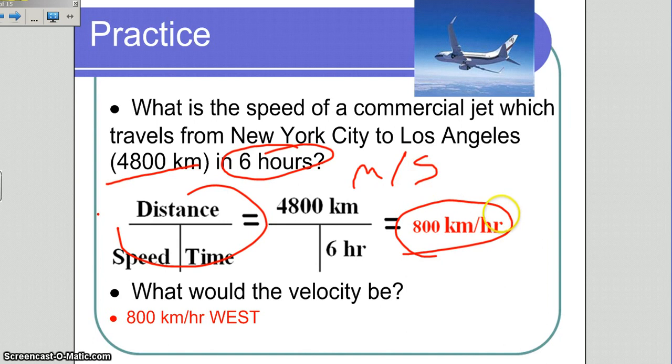We could also take this here, guys, this 800 kilometers per hour, and change it to a velocity if I wanted to. The only thing I would have to do is add a direction. So for the third time, the difference between speed and velocity is that speed is distance over time, and velocity is distance over time with a direction.